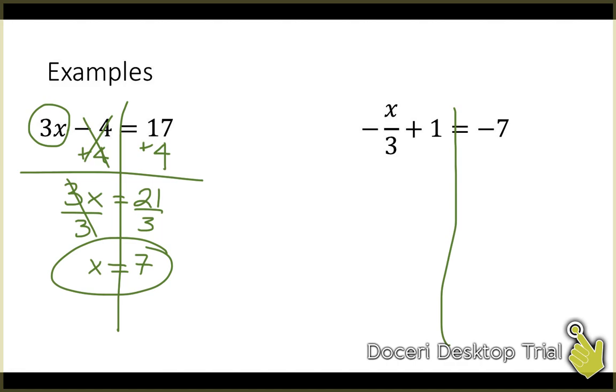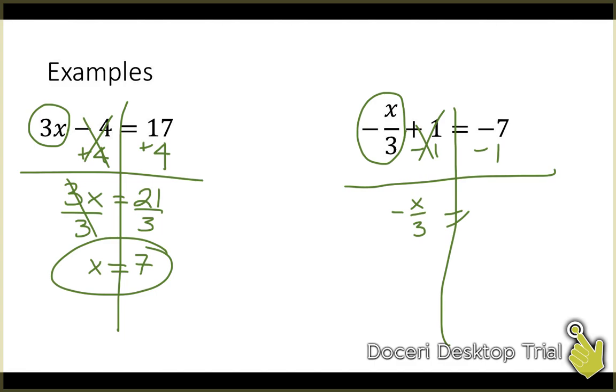Okay, let's try this one. This one looks a little bit different because I have negative x divided by 3 plus 1. So I'm going to circle this term with the variable, all of it. This plus 1 I'm going to get rid of. I'm going to subtract 1 from both sides. These cancel out. I'm left with negative x divided by 3 is equal to negative 7 minus 1. Those are the same signs. I get negative 8.